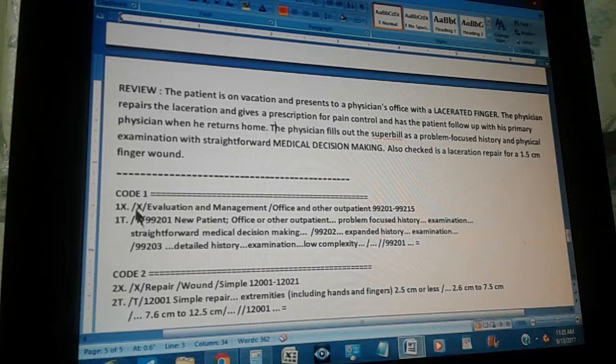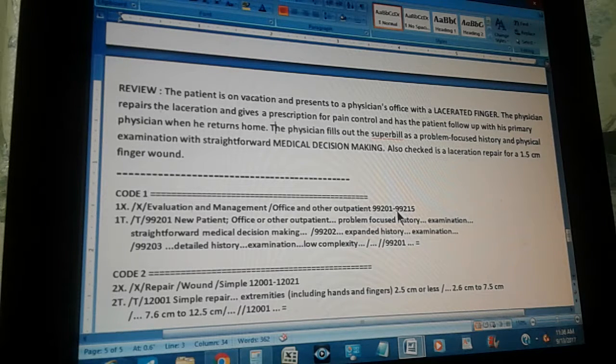For the first code, code 1 through the index is found like this. First you go to the index. Then you start with evaluation and management. We are going to describe what type of visit this is, so that's why we go to evaluation and management. And then we go to office and other outpatient, which means this is not a patient that is inside a hospital staying overnight. No, he just went to the doctor's office. That's office and other outpatient, right?